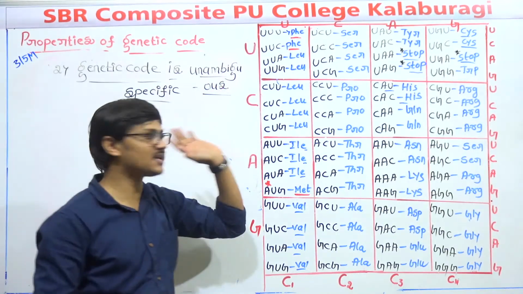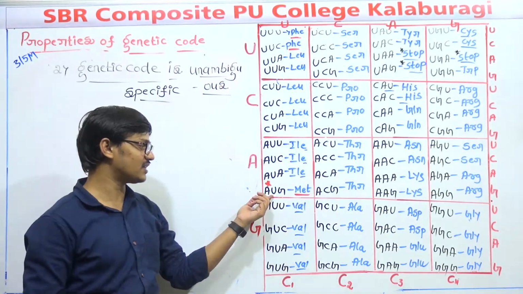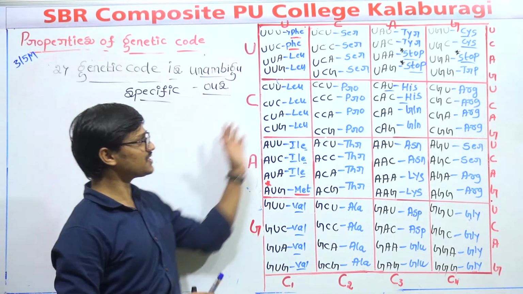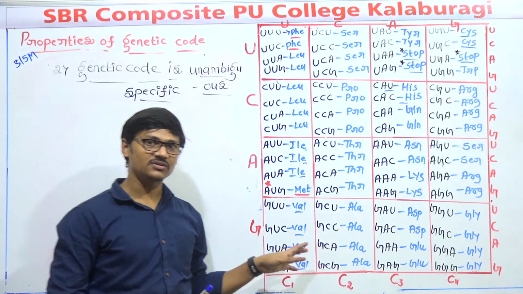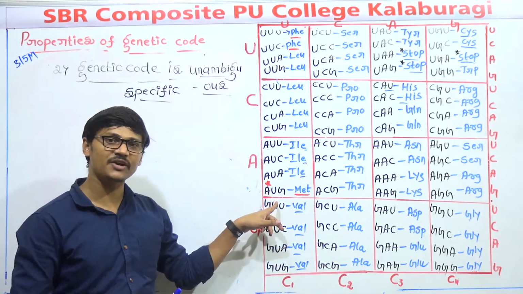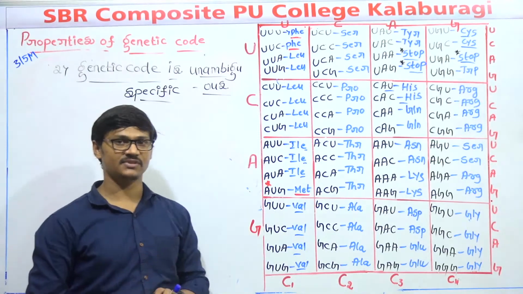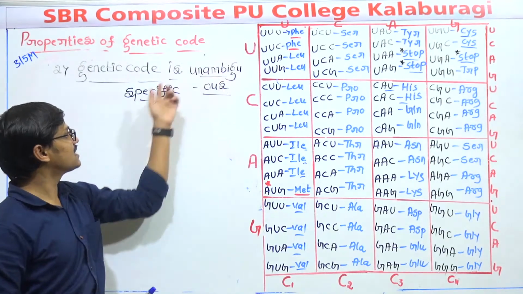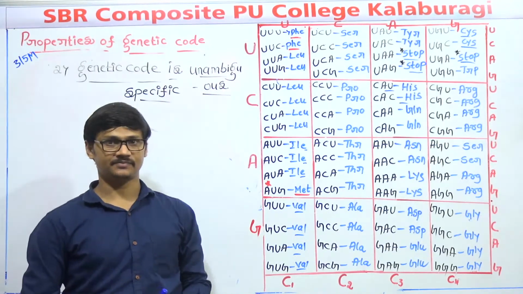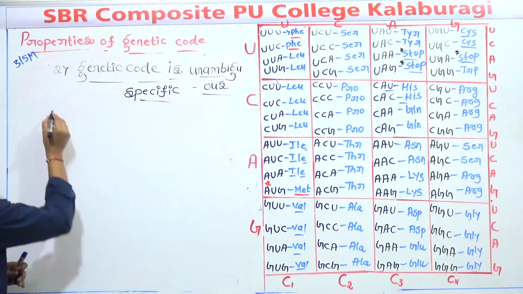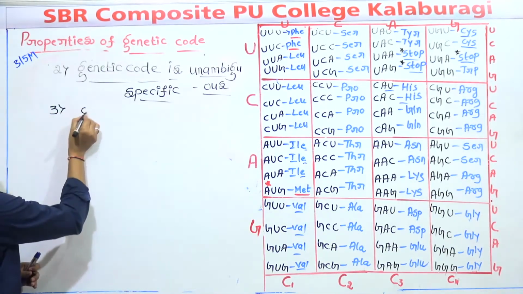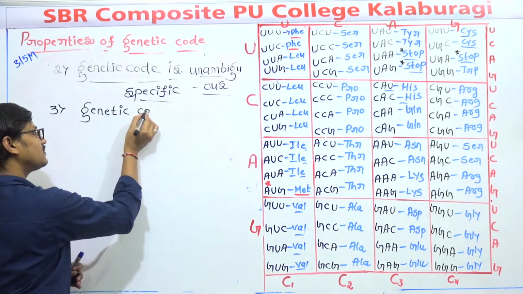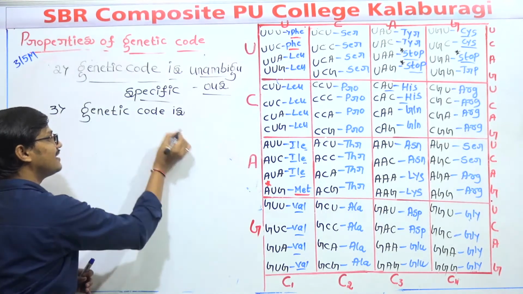Let me try with another example. You take this very famous codon for us, AUG. AUG codes for methionine. You just go through this entire table and try to find out, does this AUG code for any other amino acid other than methionine? Never. This is what is called genetic code as unambiguous, or you can call it specific. Now, let us see the third property of genetic code. The third property is genetic code is degenerate.